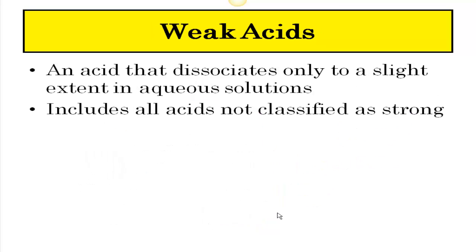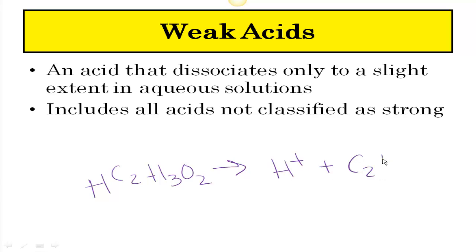Versus all the other acids, which we classify as weak acids, these only dissociate to a small extent. If I give you an example of acetic acid, HC2H3O2, it breaks down into hydrogen ions and C2H3O2 when you put it in water.